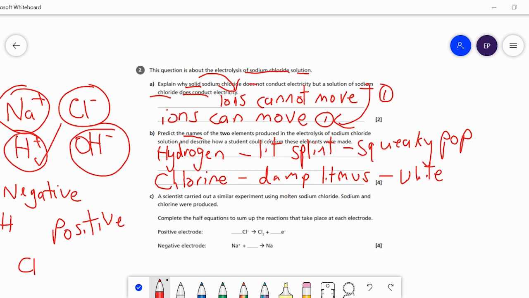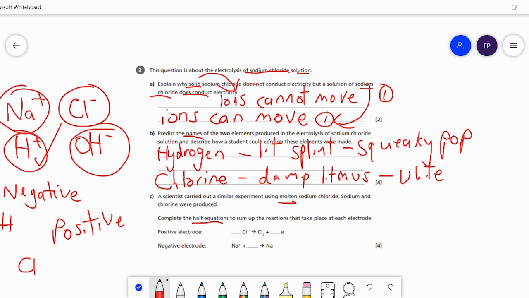C. A scientist carried out a similar experiment using molten sodium chloride. Sodium and chlorine were produced. Complete the half equations to sum up the reactions that take place at each of the electrodes. The first one is for the positive electrode, and we're going to need to balance it both for the chlorine atoms, but also for the charges.